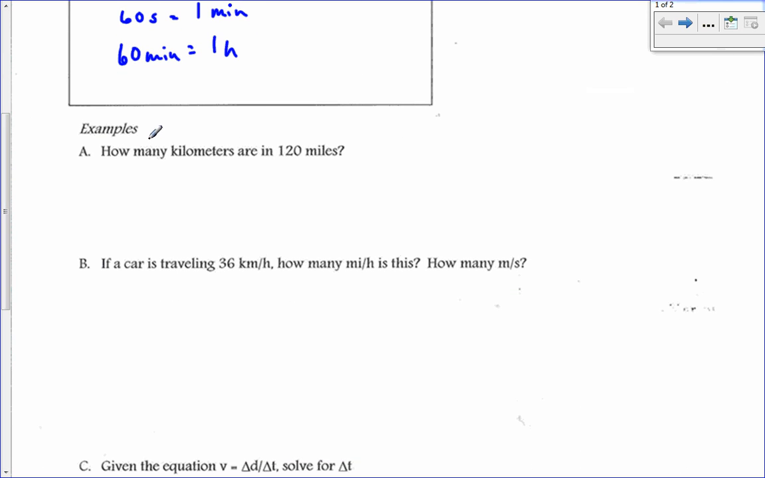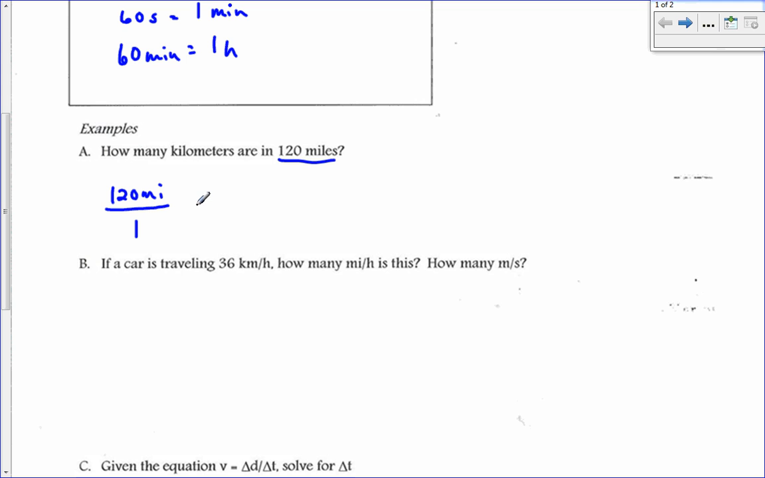Example 1 asks how many kilometers are in 120 miles. When you're working these problems, the first thing you need to think is, what am I given? You start with what you're given. So in this case, we're given 120 miles. We put what we're given over 1 in fraction form. What we're doing is dimensional analysis, and when you're working dimensional analysis, you start with fractions.